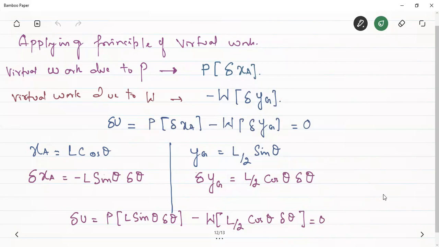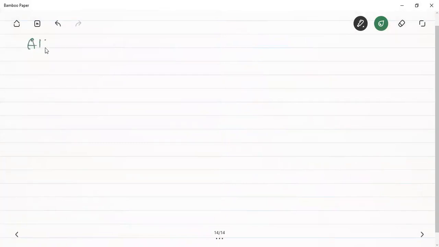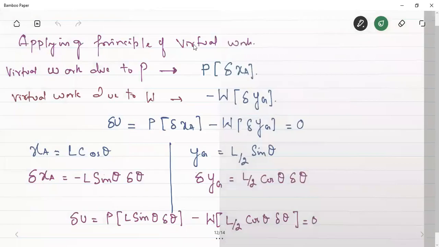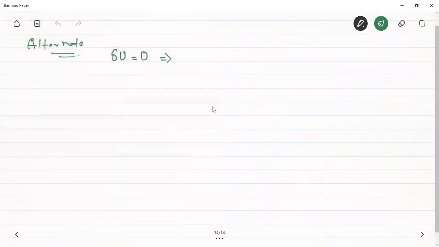One more thing is that this is an alternate method. I could have made a summation of the virtual works to be 0, and I could have written that delta u is equal to 0. That is, the summation of all these virtual works has to be 0.